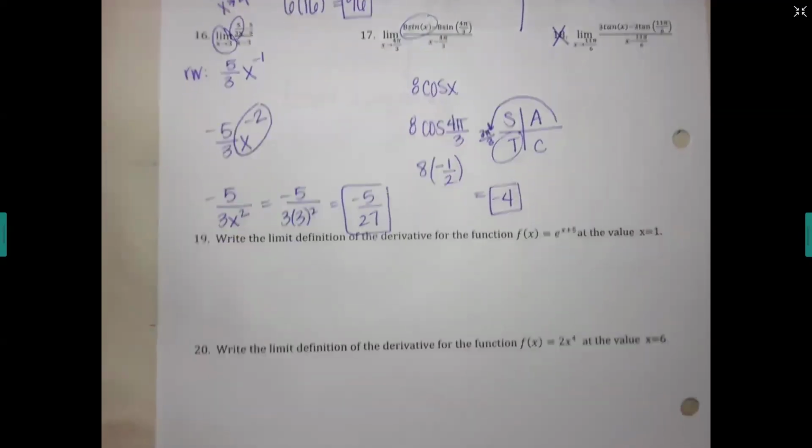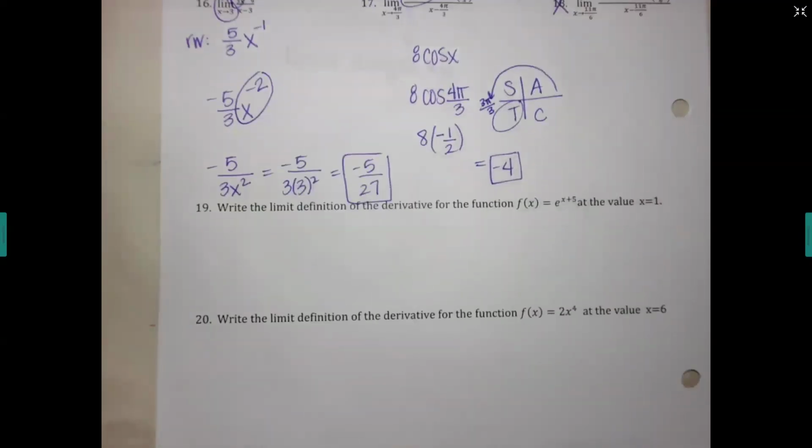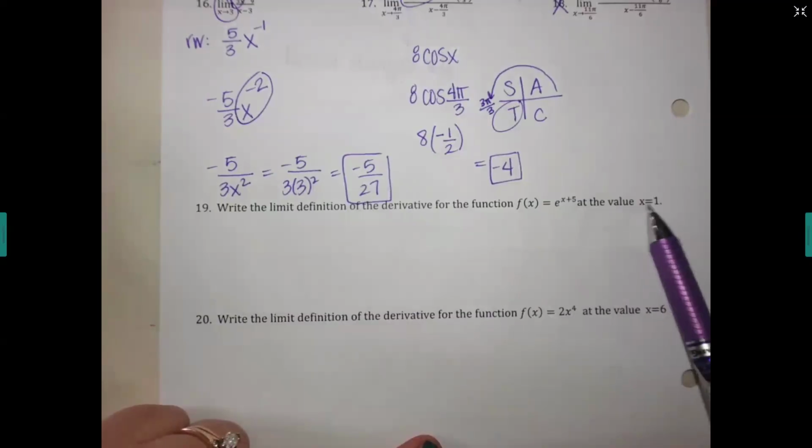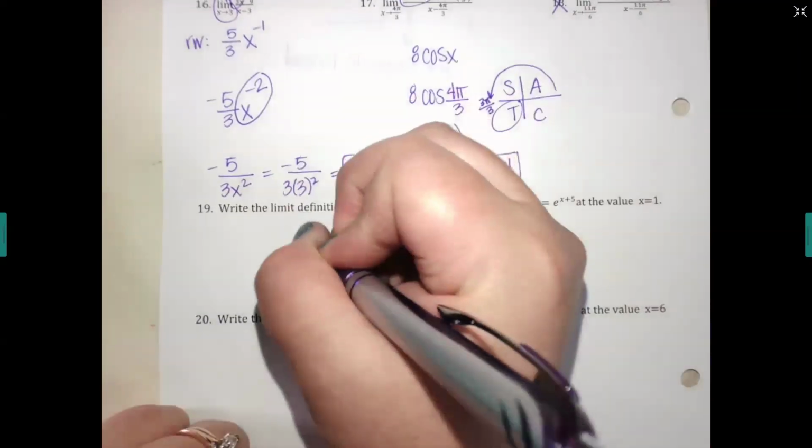Okay. Last two. We're going to skip 18, go on to 19. The other part of your homework is you writing the limits. Remember, for these limits, x approaches the number. So if I want the derivative at 1, what is my x going to approach in the limit? It's gonna approach 1.